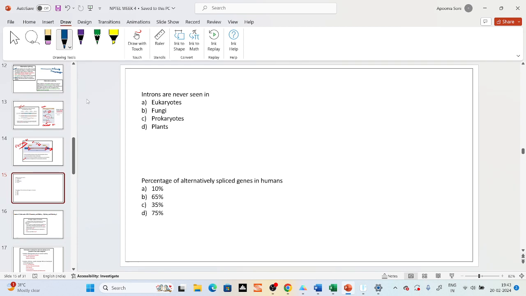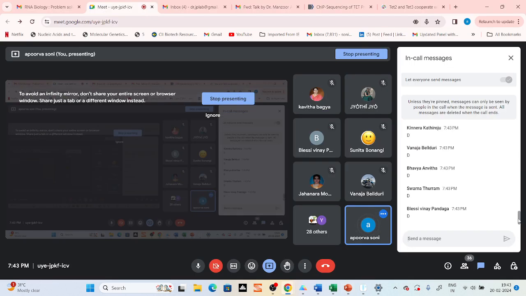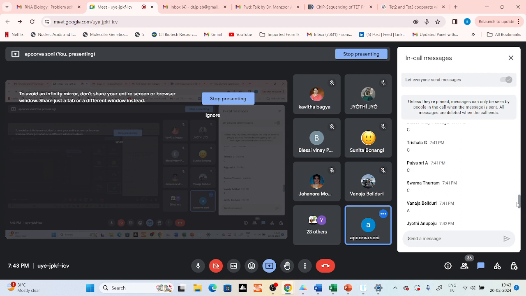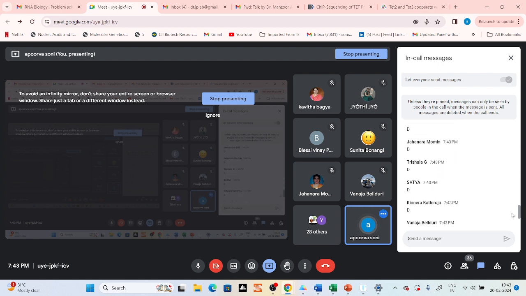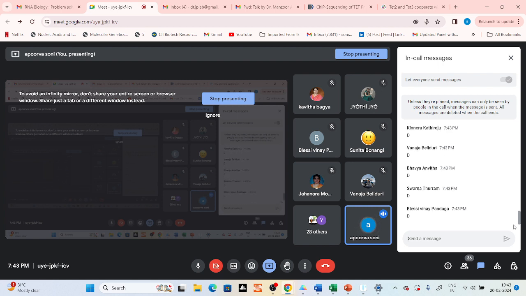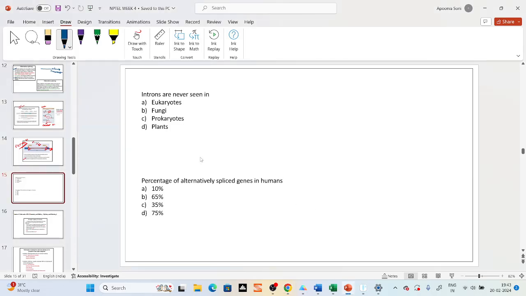Okay, so now I am switching the screen. Let's see what you all have answered. Jyoti, both the Jyotis, Hemlata, Janara, Trishala, Satya, Kinnara, Vanaja, Bhavya, Swarna, Blessy. So you all have answered correctly. The answer is D, that is, percentage of alternatively spliced genes in humans is 75%. Correct. Good. I am very happy that you people are answering correctly and able to understand.